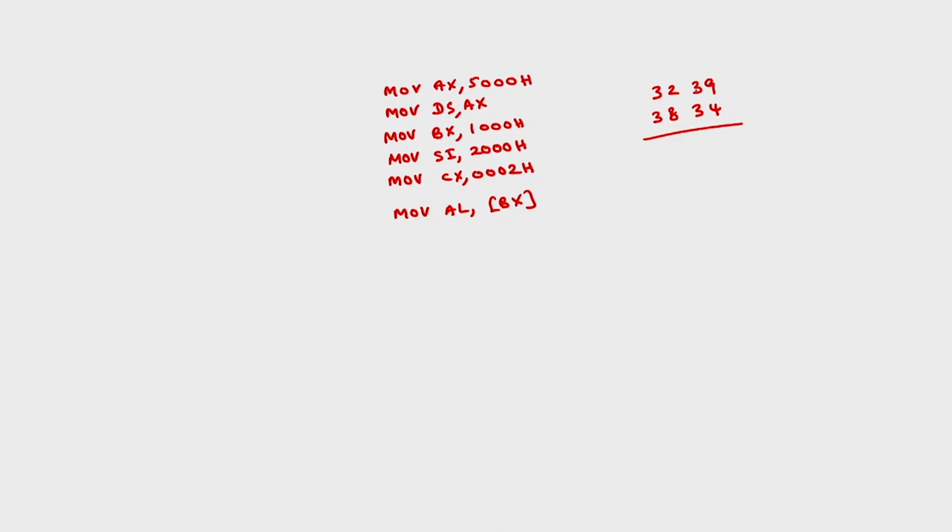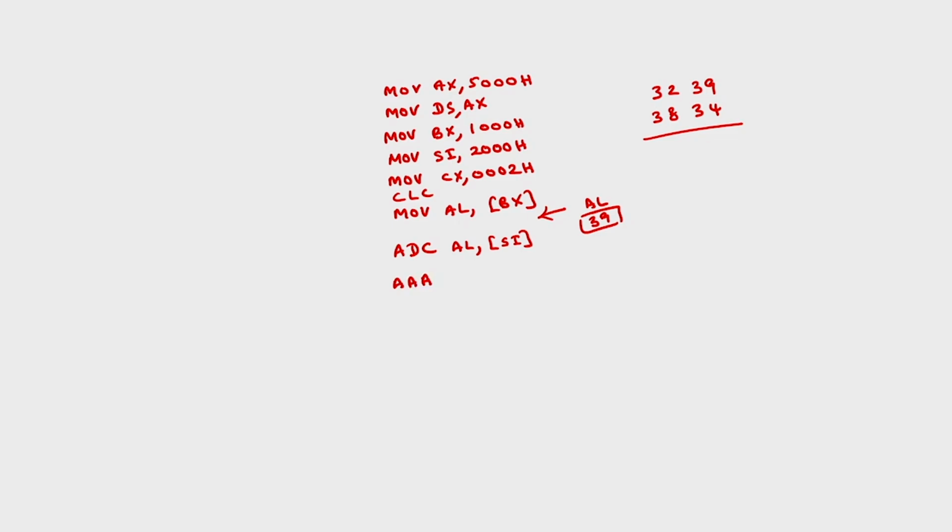So, BX was 39, 39 will come into AL initially. Then add along with carry, here also you have to clear the carry flag, so that in the first addition there is no carry, during this you may get the carry, that you have to add here. ADC AL comma contents of SI, then you have to write AAA.